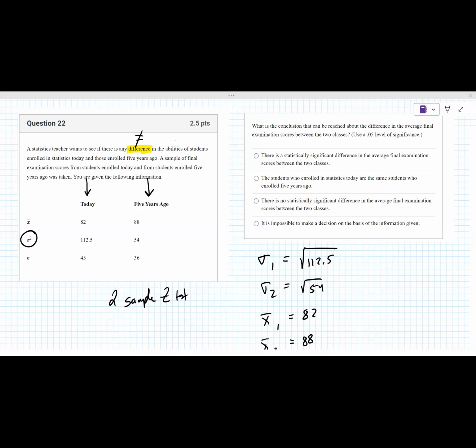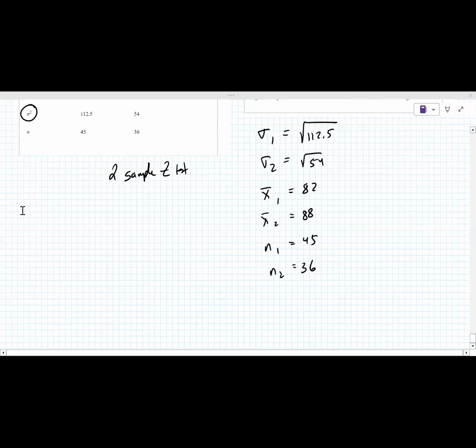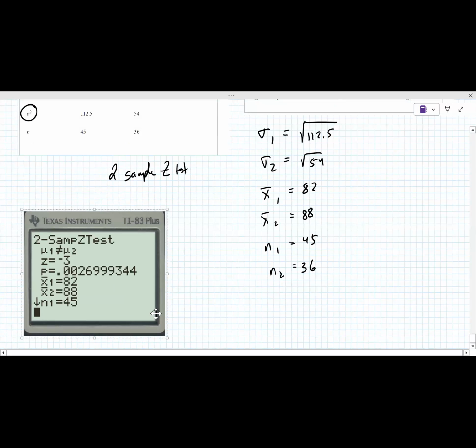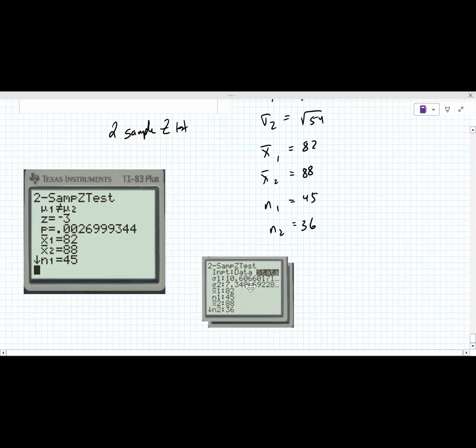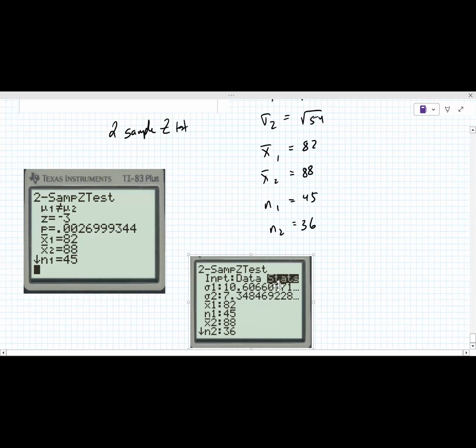Let me snip this in so you can see it. This is what I'm seeing. Do you have these values for Z? No. Okay, so let me go back to the test and snip it in. I wonder what I did wrong. Yeah, and this is the key: did you put in all the values in correctly? Let me snip those in, because it's all about you on the test. You gotta be able to do this. Sigma 1 is 10.6066, sigma 2 is 7.34, square root of 54. Sorry, I didn't calculate it yet.